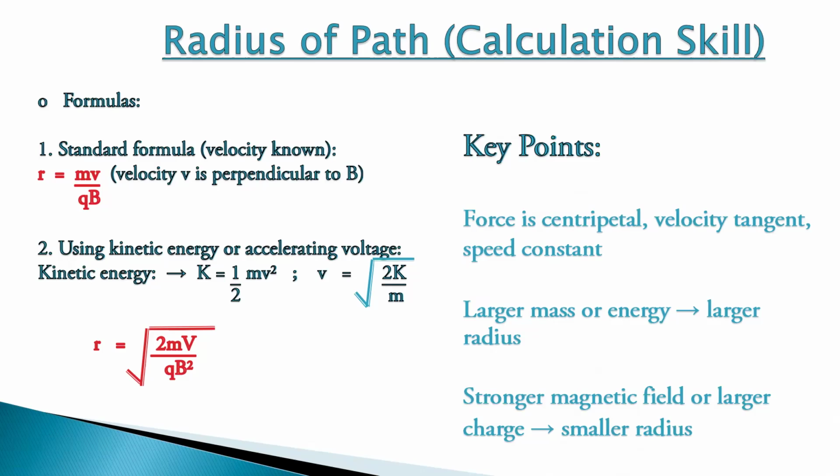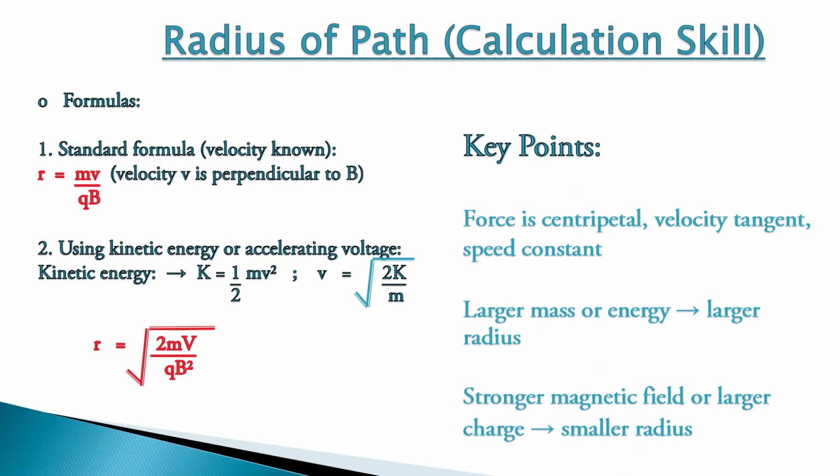The magnetic force acts towards the center of the circle, that is, centripetal. The velocity is tangent and the speed stays constant. Sometimes we don't know the velocity, but we know the kinetic energy of the particle, which is given by K equals half mv squared. Solving for v and substituting into the radius formula gives R equals square root of 2Km over qB.